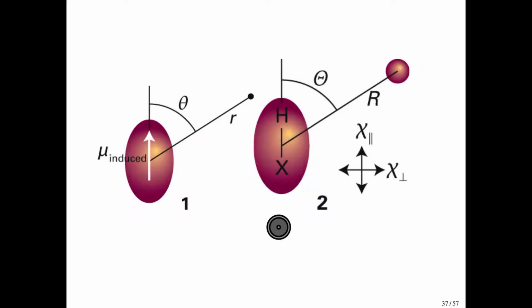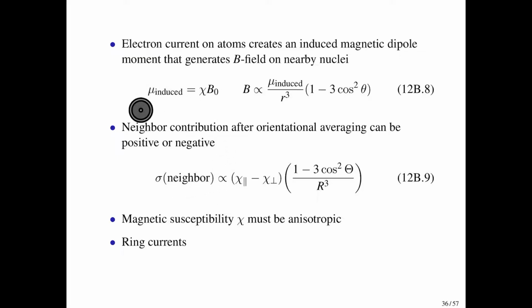This refers to when you apply a magnetic field to the molecule. What you need is the electrons to circulate differently depending on whether the magnetic field is oriented this way compared to oriented that way. If it's symmetric, that is, if the electrons circulate in the same way no matter what the orientation of the magnetic field, then that would be an isotropic magnetic susceptibility, and you're not going to have a neighbor effect. However, if there's a difference between having the field oriented in that direction versus in that direction, then this induced magnetic moment will survive, and it will give you a contribution to the shielding.